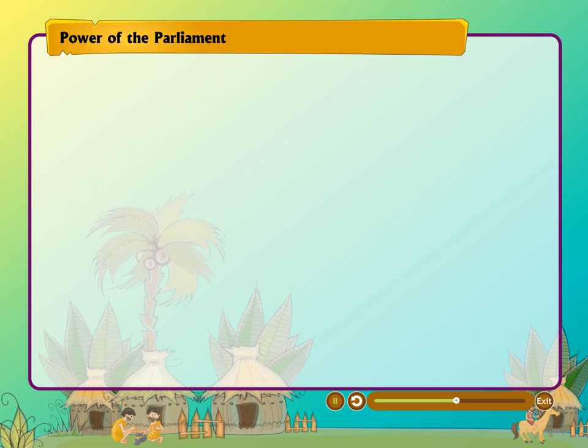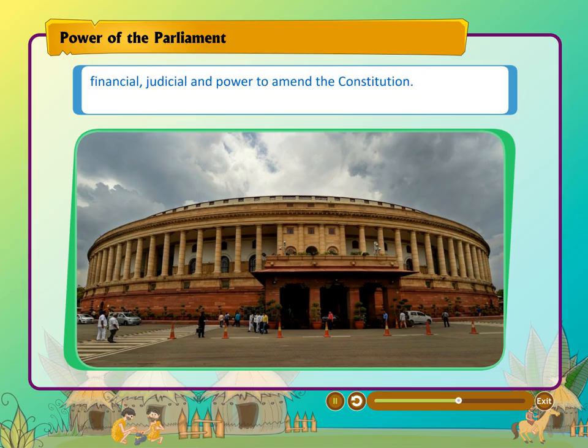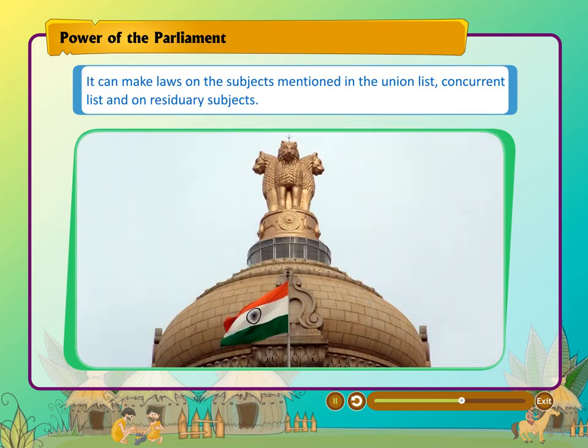Power of the Parliament. The powers of the Parliament can be grouped under different heads like legislative, executive, financial, judicial, and power to amend the Constitution. Legislative power. The Parliament is the highest lawmaking body. It can make laws on the subjects mentioned in the union list, concurrent list, and on the residuary subjects.